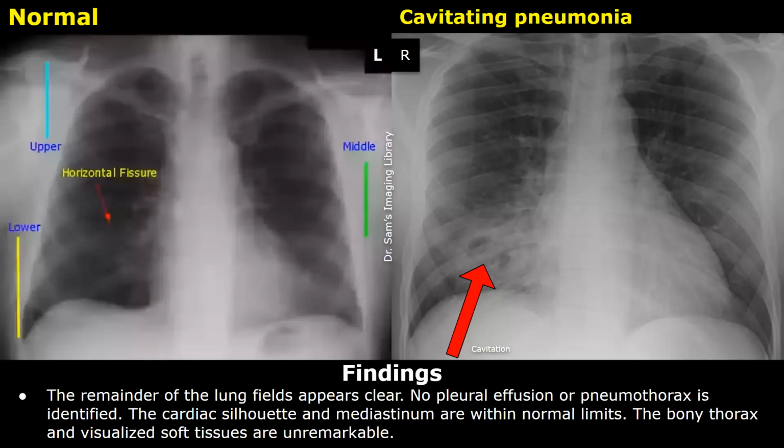The remainder of the lung fields appears clear. No pleural effusion or pneumothorax is identified. The cardiac silhouette and mediastinum are within normal limits. The bony thorax and visualized soft tissues are unremarkable.